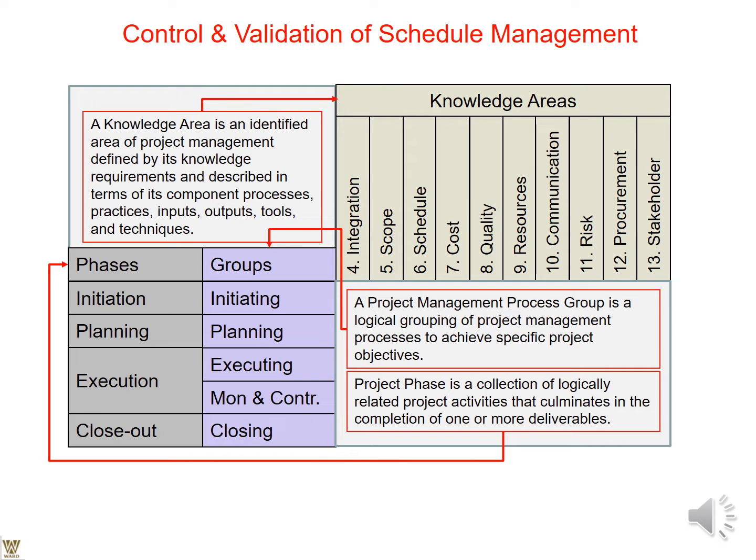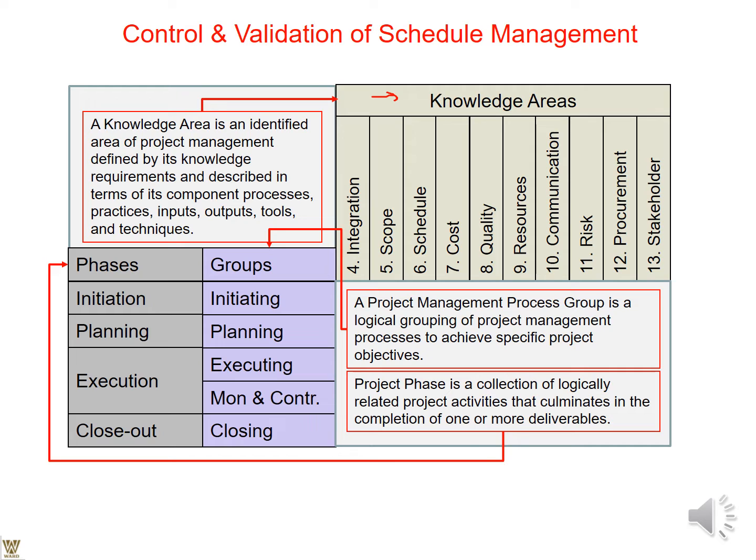Let us understand. Now, knowledge areas. We will talk about the knowledge areas, as in this particular matrix, which has been located out here, is identified as an area of project management defined by its knowledge requirement. It is described in terms of various components, processes, practices, the inputs and outputs, the various products that come around it, and the tools and techniques.